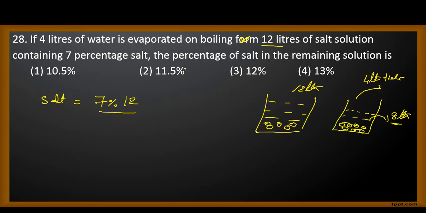What is the question asking? The percentage of the salt in the remaining solution. In the second case, how many liters is there? 8 liters. In that, what is the salt content? 7% of 12. On simplification, what happens? 4 2s, 4 3s, 2 1s, 2 1.5s. 7 into 1.5 is how much? 10.5. Simply the salt concentration is 10.5.